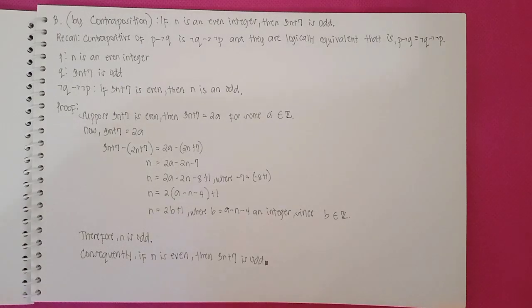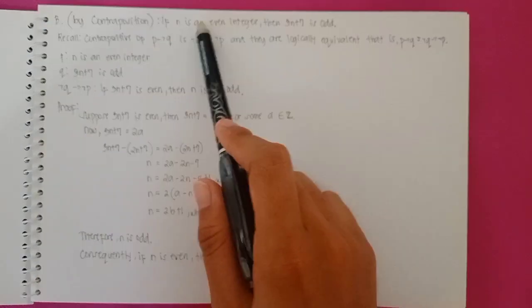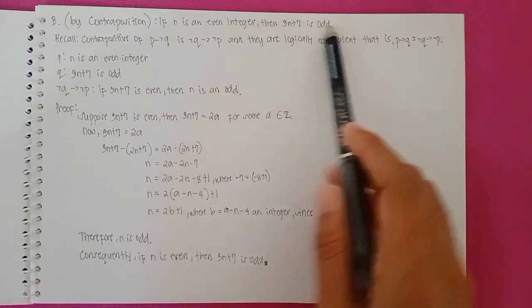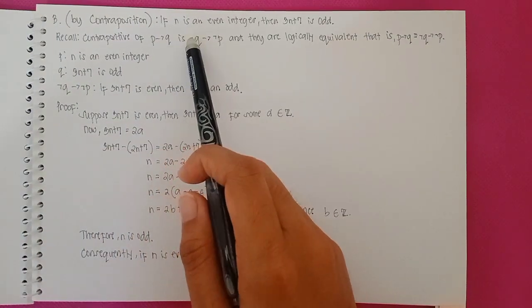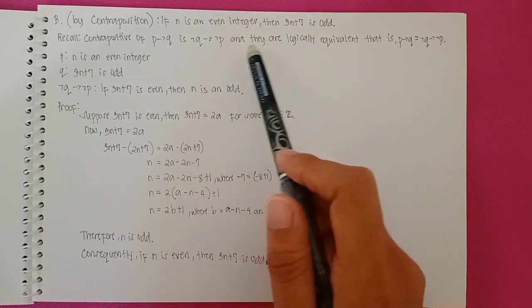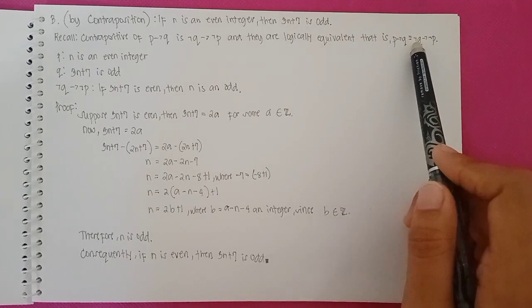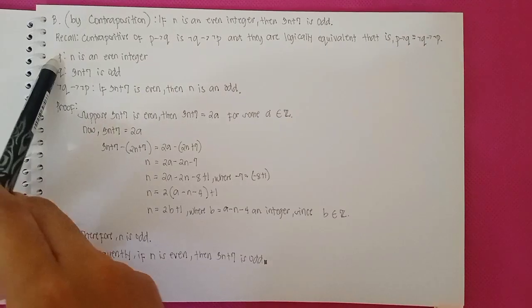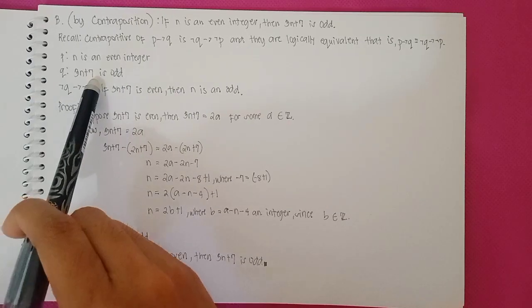Next we will prove the assertion by contraposition. If n is an even integer, then 3n plus 7 is odd. Recall that the contrapositive of p implies q is the negation of q implies negation of p, and they are logically equivalent, that is, p implies q is equivalent to negation of q implies negation of p. And start with our hypothesis, which is our p here, n is an even integer, and our q here is 3n plus 7 is odd.